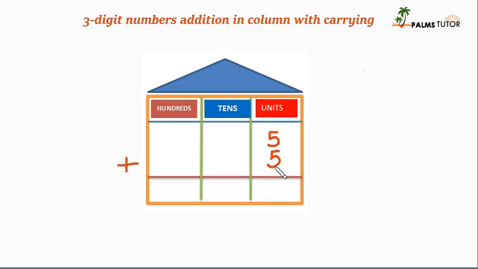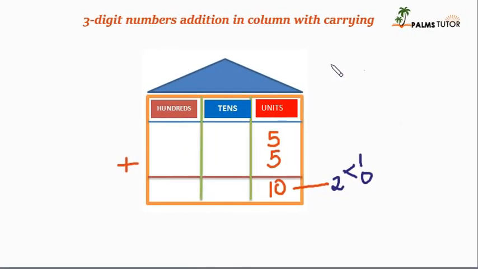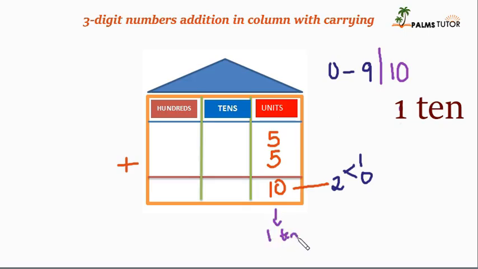5 plus 5 gives us 10. 10 is a 2-digit number. It has 1 and 0. There can only be one digit in this place. After counting from 0 to 9, from the number 10, we begin to count in bundles of 10, because 10 units make 1 ten.